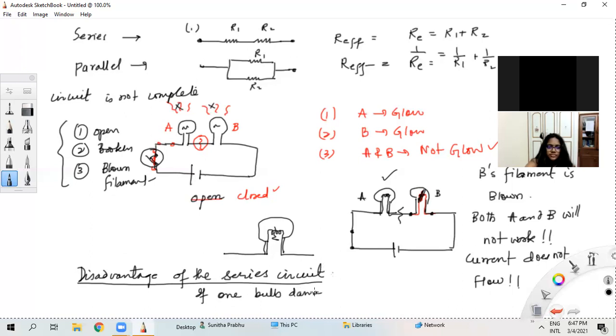Understood, no? If one bulb is damaged, none of the other elements will work. You can have any other resistance, you can have a fan, whatever it is, none of those elements will work.